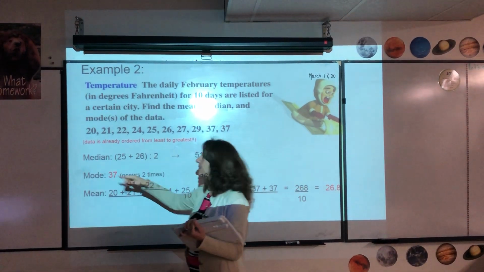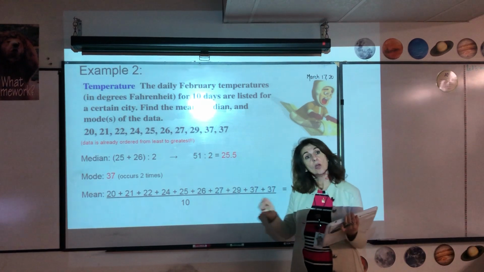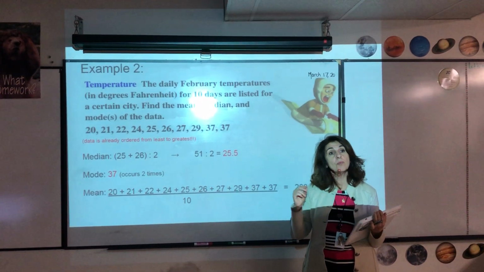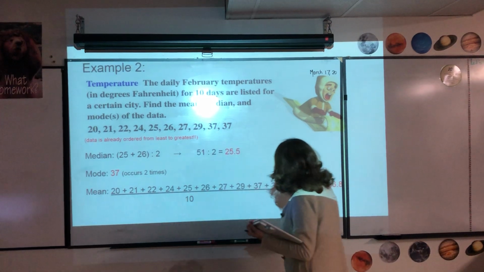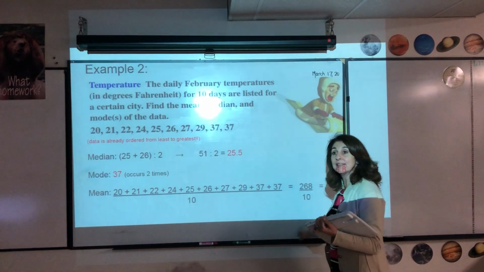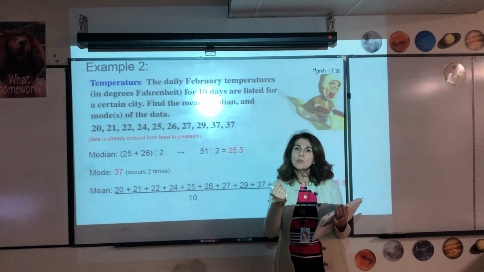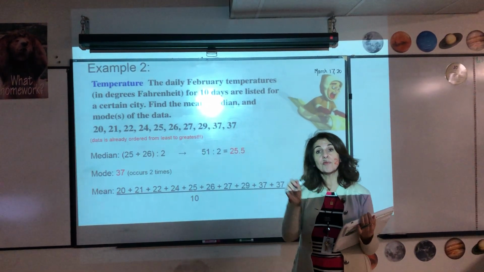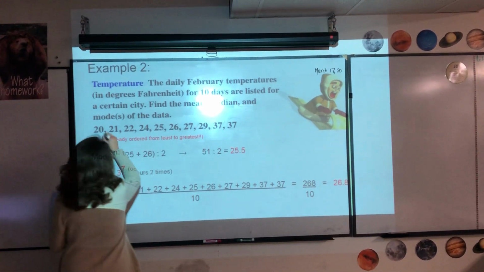One of the good things is that the data is already ordered from least to greatest, so we do not have to put them in order. So let's find the median. How do we find the median again? We have to find the number in the middle. If we don't have just one number in the middle, we have to take the average of the 2 numbers that are in the middle. So let's see what it is.